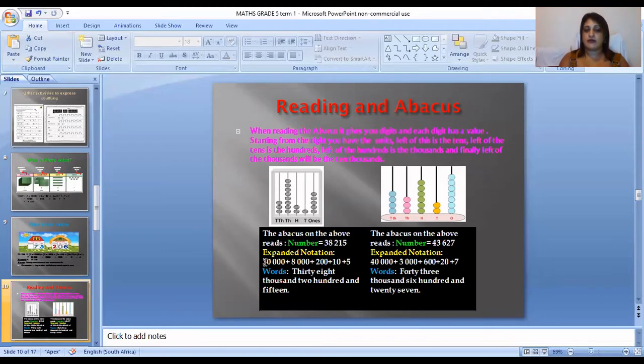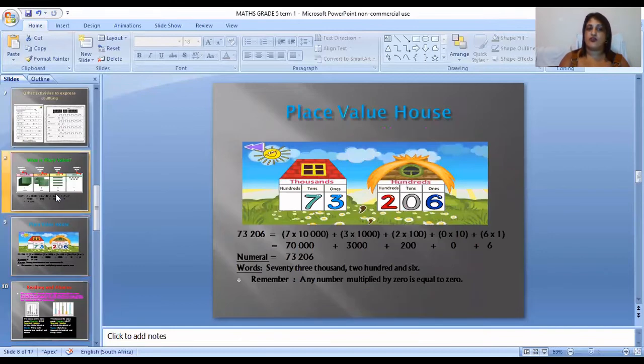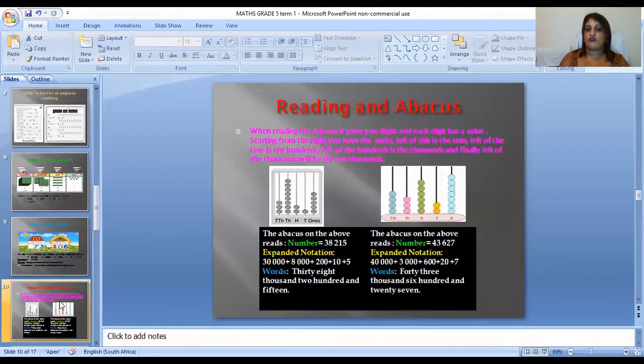When I expand that number, it gives me 30,000 plus 8,000 plus 200 plus 10 plus 5. And in words, it's 38,215. Same with this one. Let's look at it: 4, 3, 6, 2, 7. When I break it down, it'll be 40,000 plus 3,000 plus 600 plus 20 plus 7. Written in words, 43,627. So it's similar to reading this or going to this, but in different forms.